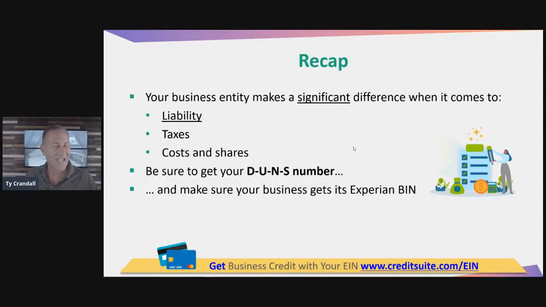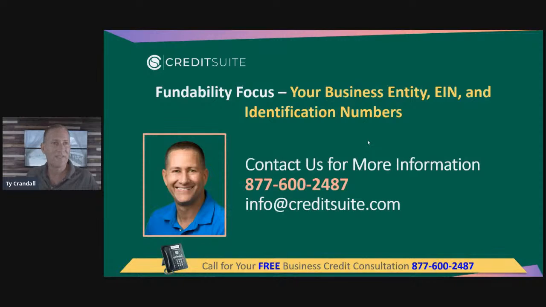Don't forget, a good tax accountant or an attorney can help you with the entity you choose. An accountant can help you with the entity you choose, and an attorney can advise you on the liability side. Don't forget a DUNS number. You do want to go to creditsuite.com/DUNS or DNB.com to get your DUNS number set up. Experian BIN number, Equifax number will be assigned to you automatically the minute they know you exist and populate a credit report for you.